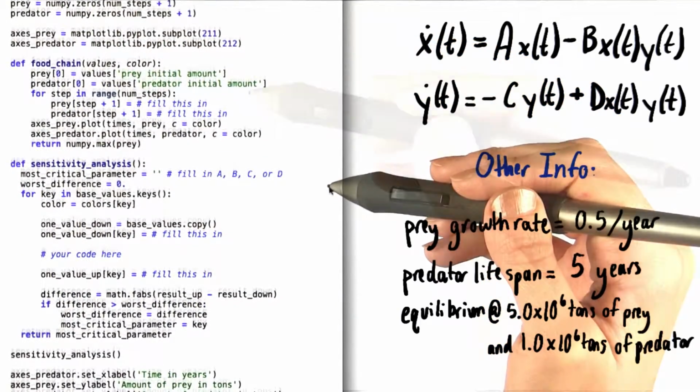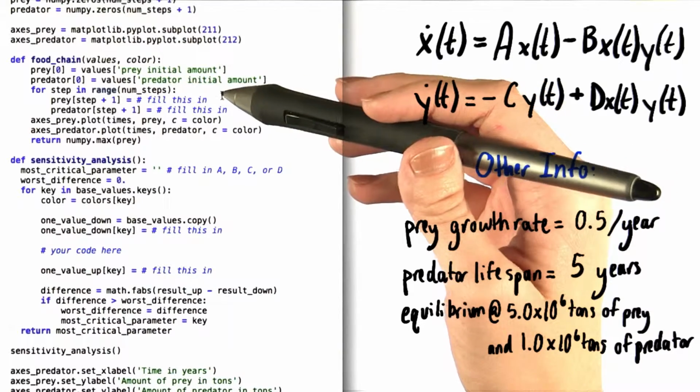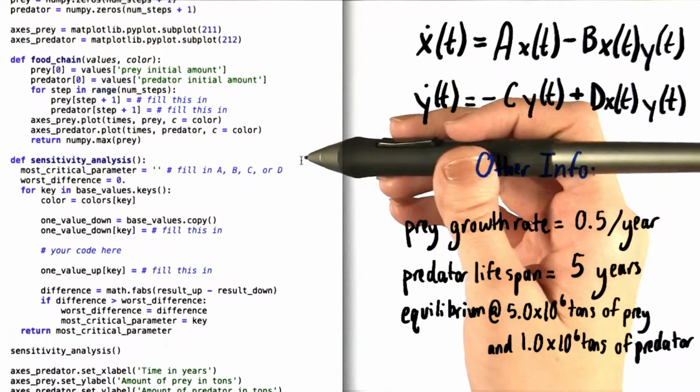Once you enter A, B, C, and D into base values, we'll move down to look at this function called food chain. Here you'll use the familiar forward Euler method to calculate the future populations of the prey and the predator at each time step. Lastly, you'll do a bit of sensitivity analysis.